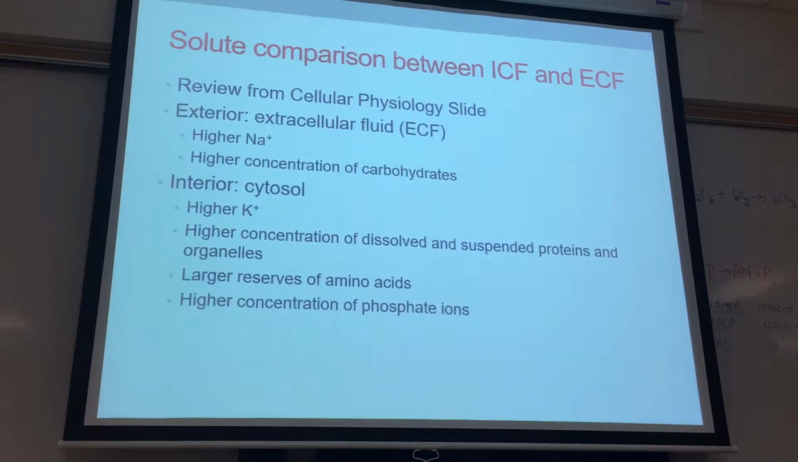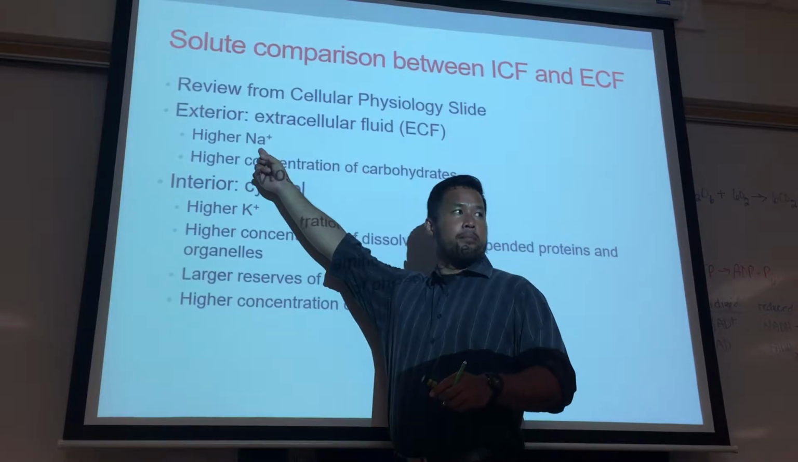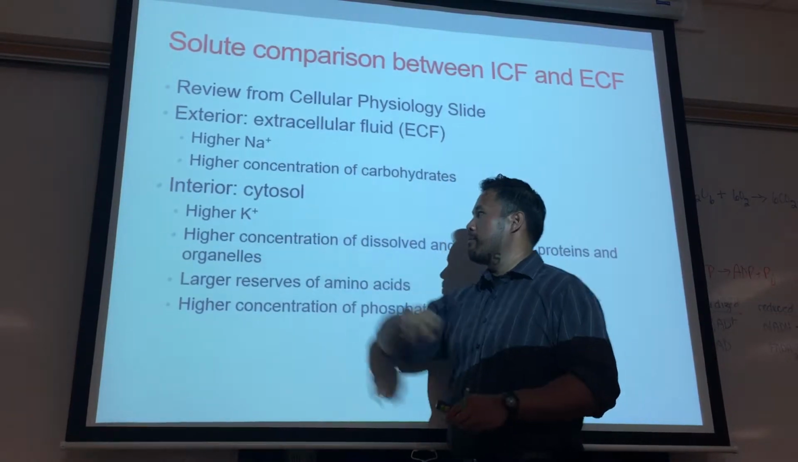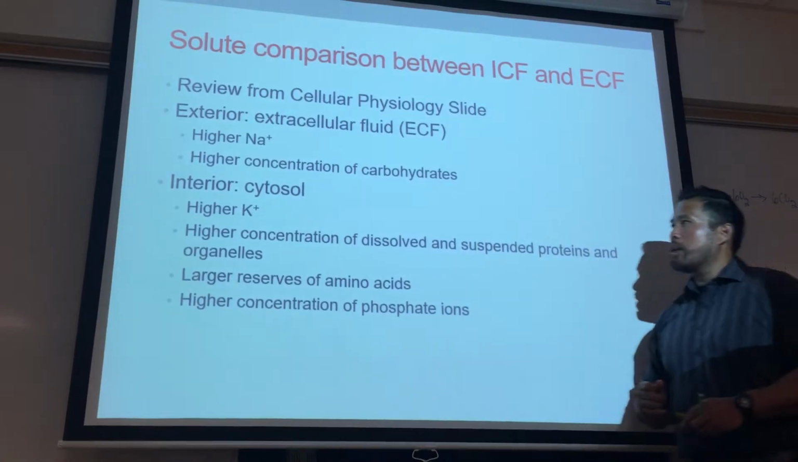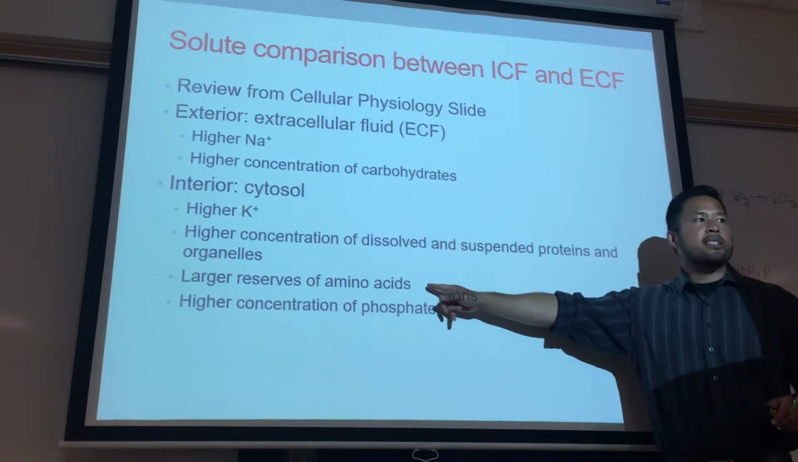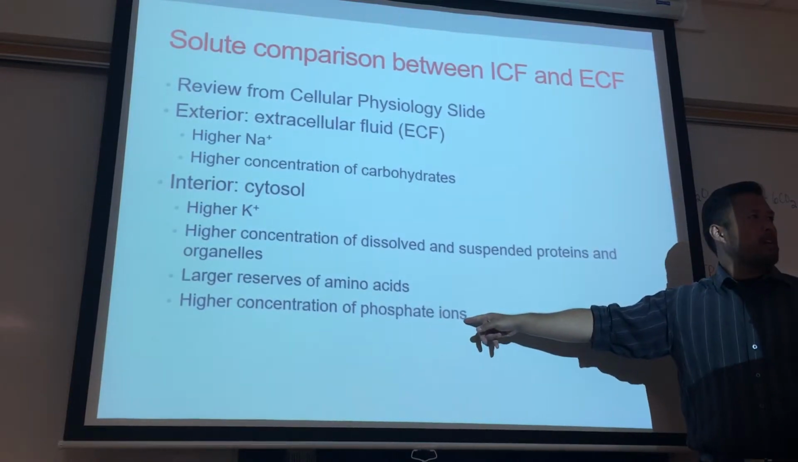And then looking at our next slide, this is really just a review. So this I don't want to go too much into, but we know from our cellular physiology lecture from last Tuesday, we know that the extracellular fluid is higher in sodium, and higher in potassium on the intracellular side. Not only do we have a lot of potassium on the inside, but we've got a lot of amino acids. We've got a lot of phosphate ions. And where do you think those phosphate ions come from?